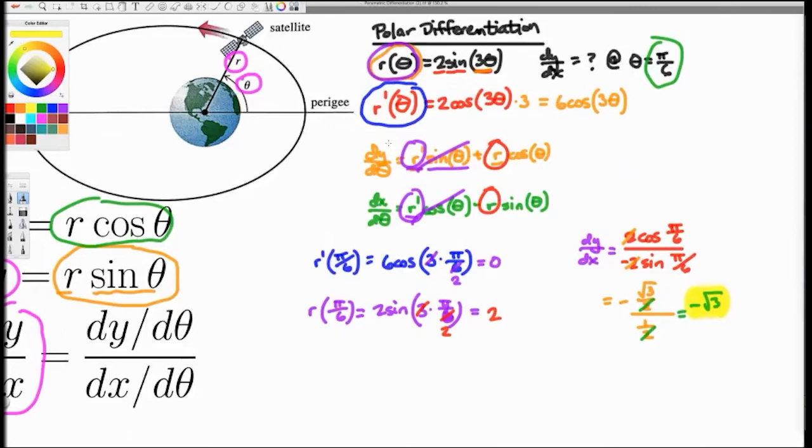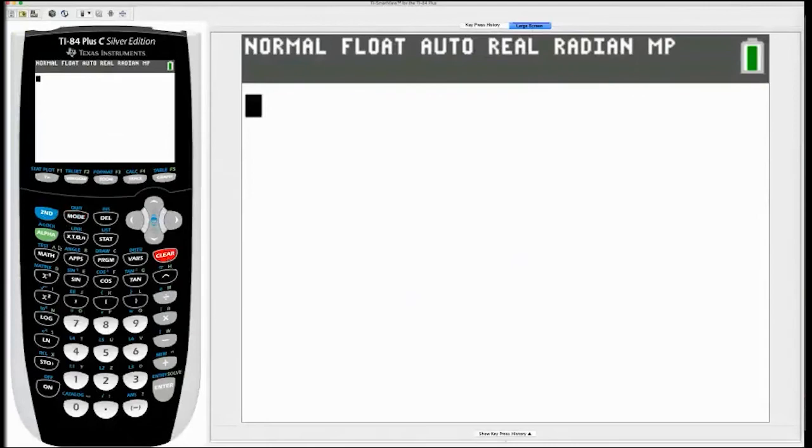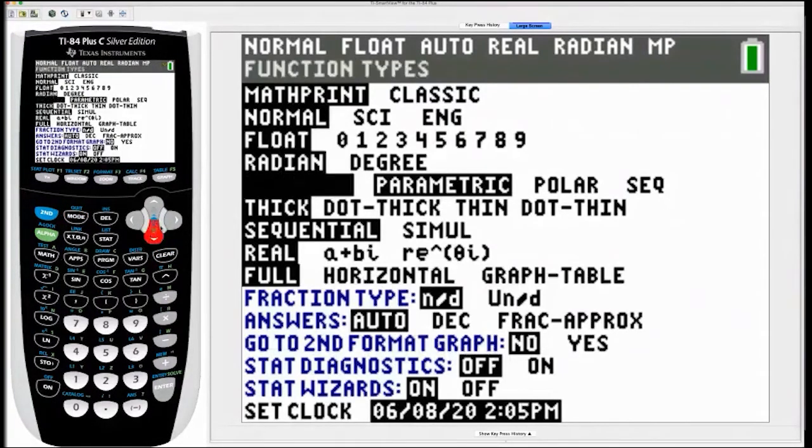Okay, take out your calculator. I'm going to show you how to do this on your calculator to spit out the answer. Again, it will spit out the exact value at the point, but it will not actually spit out the derivative itself. On your calculator, hit mode, and instead of parametric, go to polar.